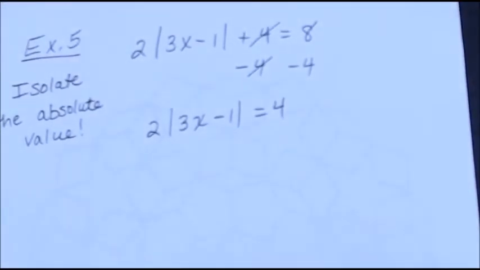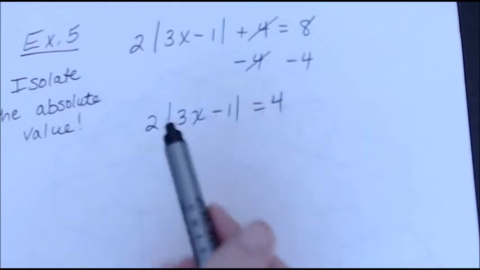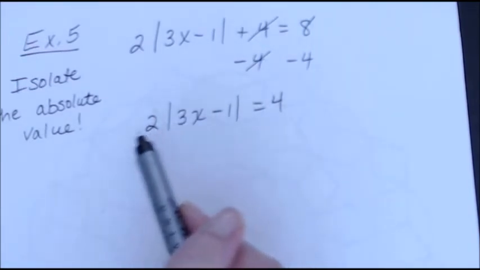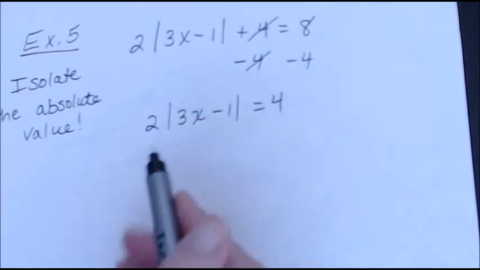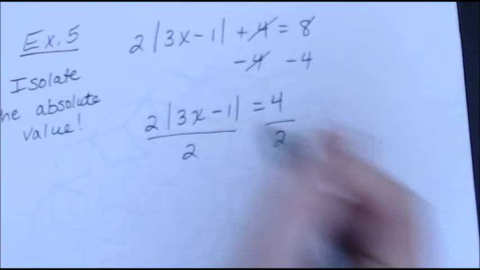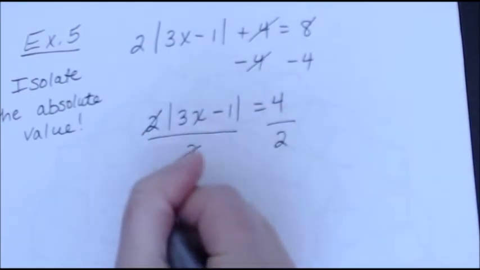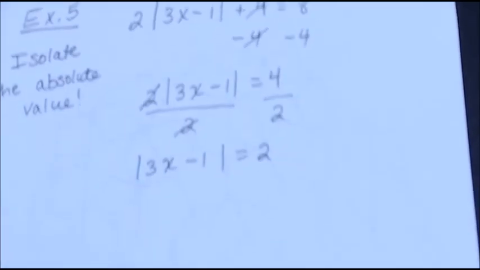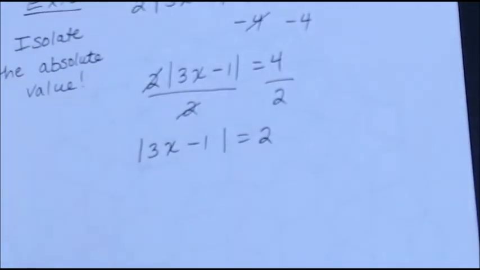And then we need to get rid of the 2. Of course, take note that absolute value is not the same as parentheses. I can't distribute the 2 or something like that. The only thing I can do is move the 2 to the other side. So since it's being multiplied by the absolute value, I'm going to divide to get it to the other side. So I have the absolute value of 3x minus 1 equals 2. And now we've isolated the absolute value.